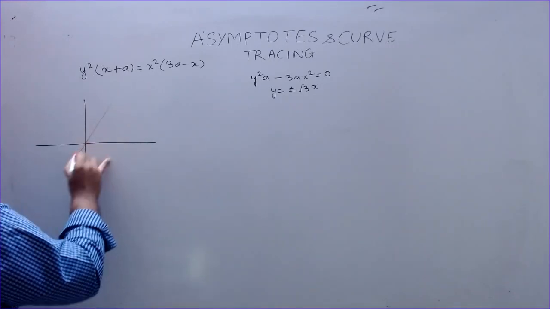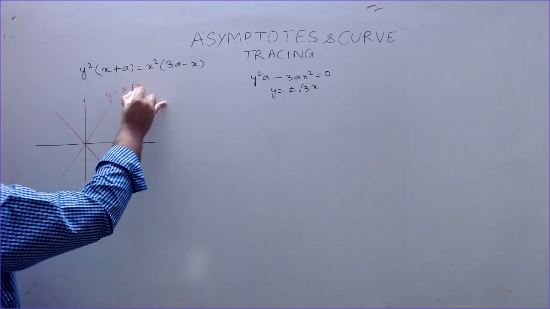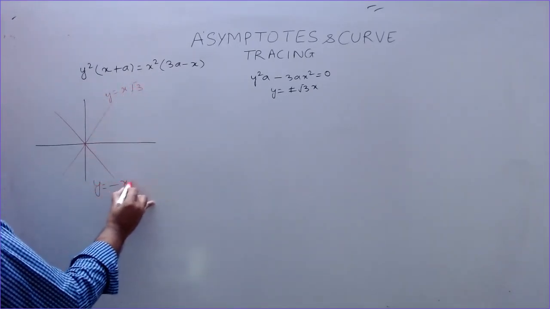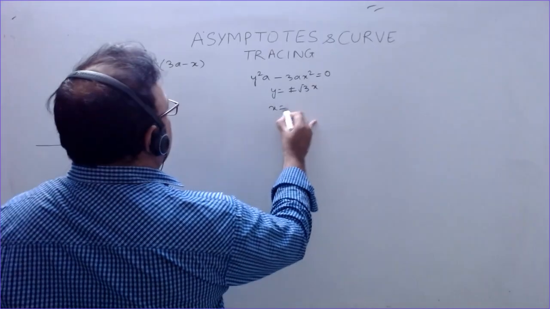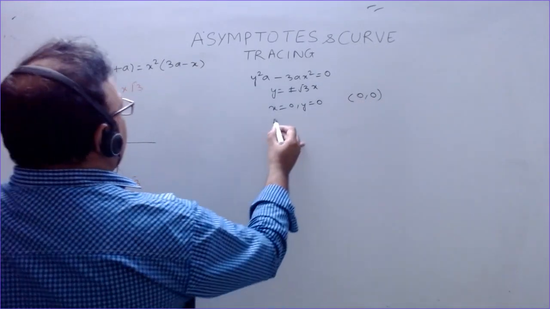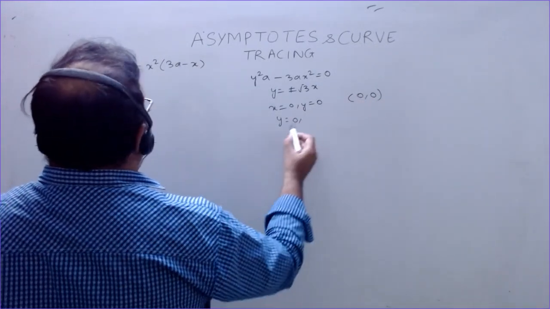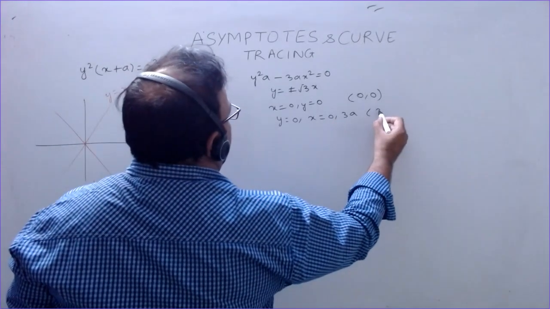This is one line, this is the other line. y equal to x root 3 and y equal to minus x root 3. Now after this, find the points where the curve meets the axes. If you put x equal to 0, y simply is 0, so one point is (0, 0). If you put y equal to 0, then x is 0 and 3a, so the other point is (3a, 0).